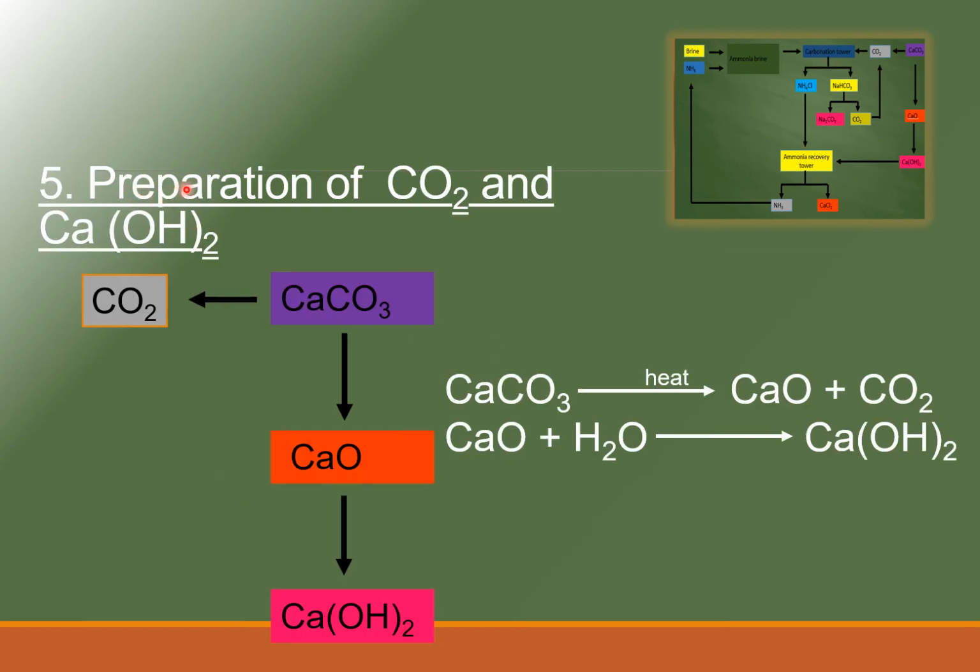Now the fifth step is the preparation of carbon dioxide and calcium hydroxide. When we heat limestone or calcium carbonate in a kiln, we get carbon dioxide and calcium oxide. This carbon dioxide is used in the carbonating tower. The calcium carbonate is heated at high temperature, and we get calcium oxide and carbon dioxide. To the calcium oxide, we add an equal amount of water and calcium hydroxide is produced.